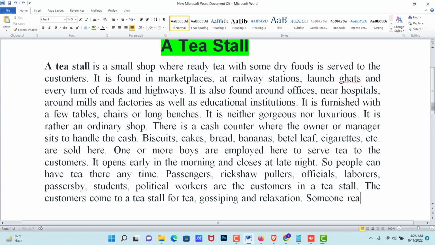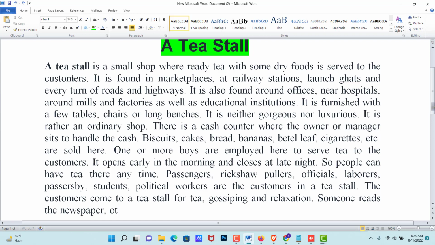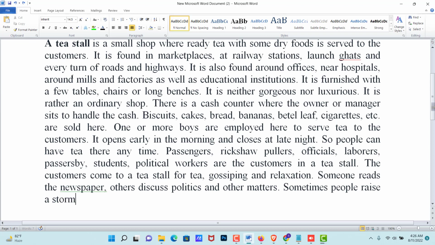For relaxation, some read the newspaper, others discuss politics and other matters. Sometimes people refresh themselves over a cup of tea.